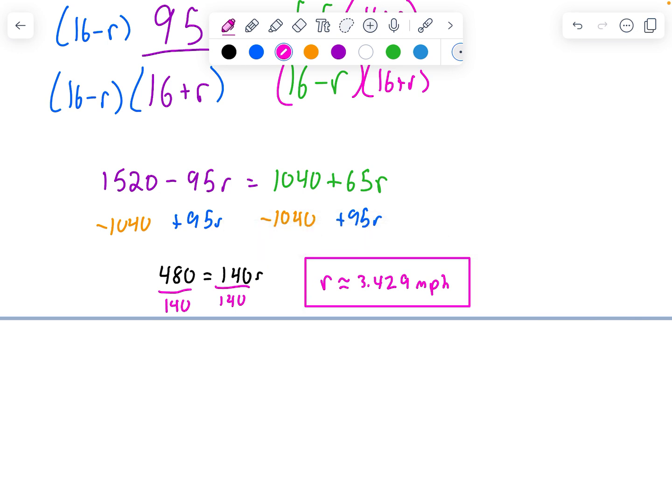So check back to the handwritten key. I'm going to double check this one after the video, but double check the handwritten key. Make sure that that's the right answer and that I didn't make a mistake.